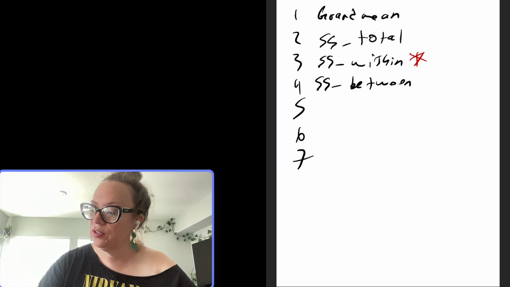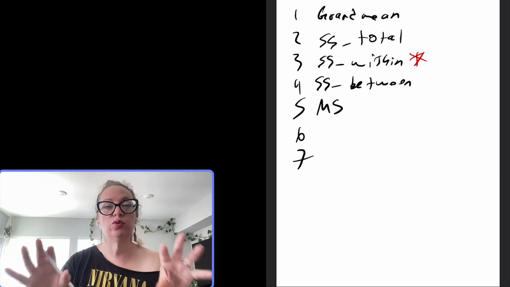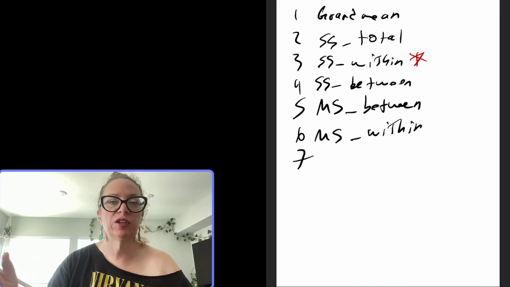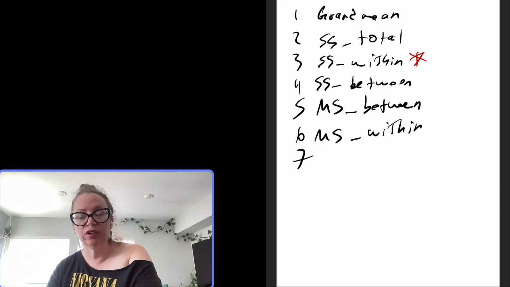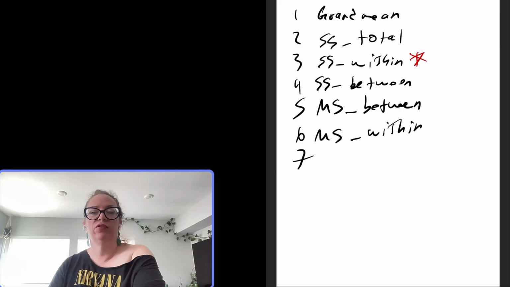And then we're going to do the mean squares. We're going to standardize those two buckets that we have: the MS between, and then of course the MS within. So the MS between, you're taking the SS between divided by the degrees of freedom between, and the same thing with the MS within: the SS within divided by the degrees of freedom within.